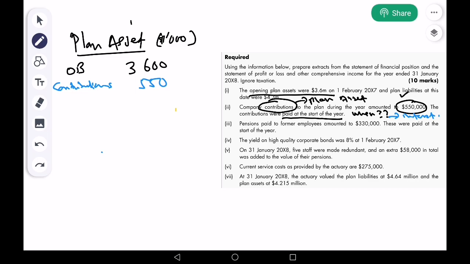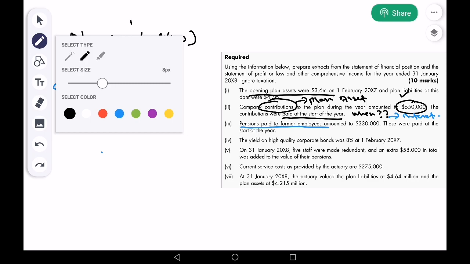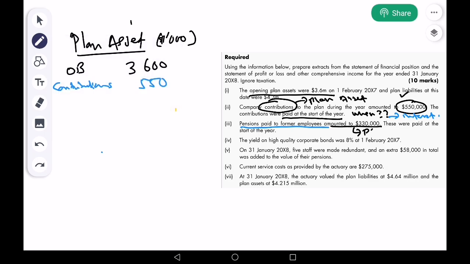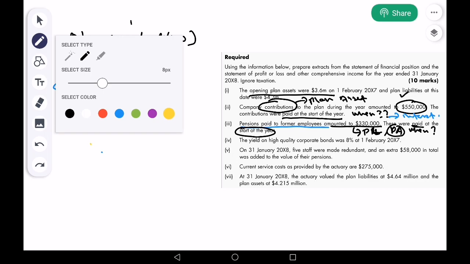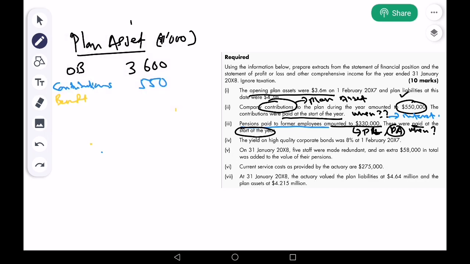Okay, next we go to paid to employee, class. As I mentioned, this affects plan liabilities and your plan asset as well. So now we are doing plan asset, you also must know when he paid. Paid at the start of the year. So when you pay a benefit, class, I mentioned to you benefit paid at the start of the year as well. So you have to pay 330.